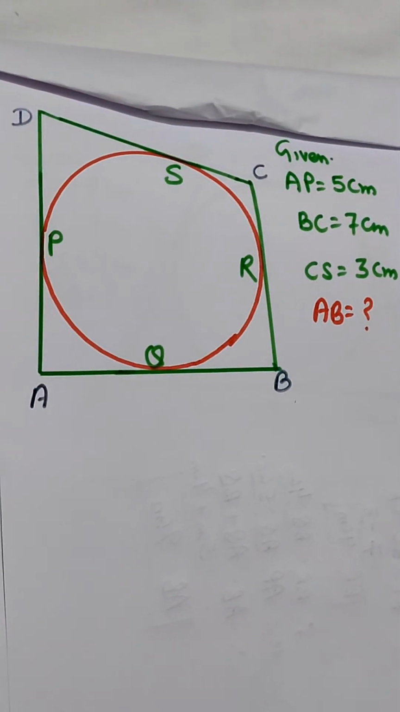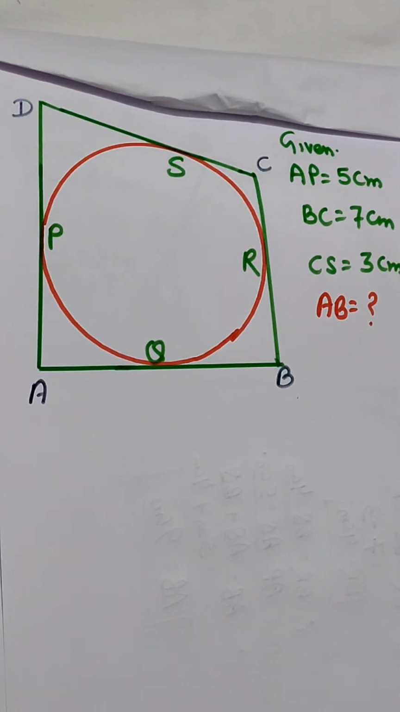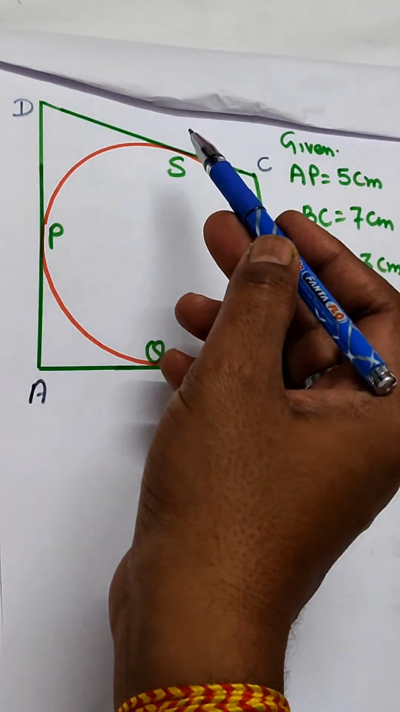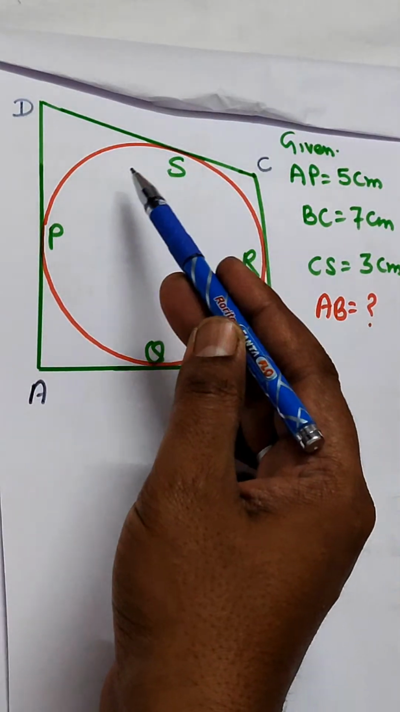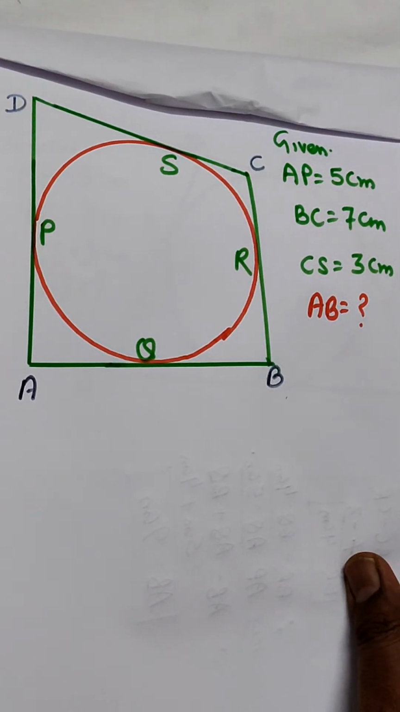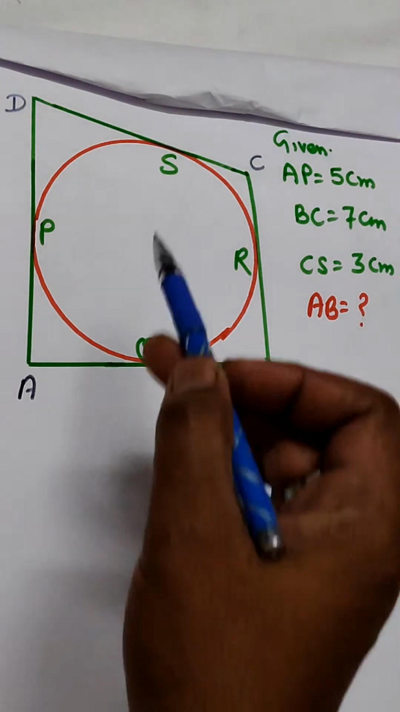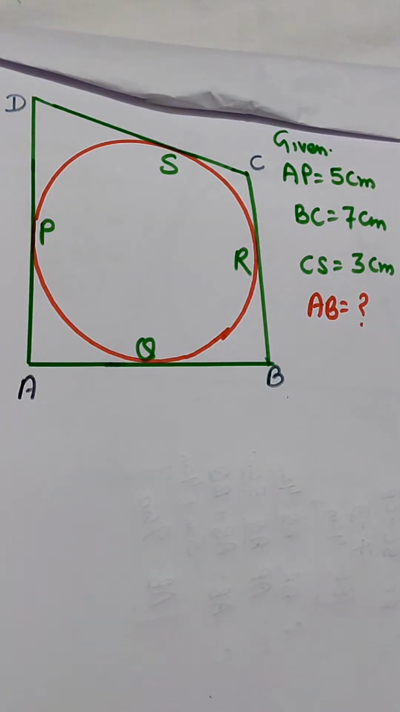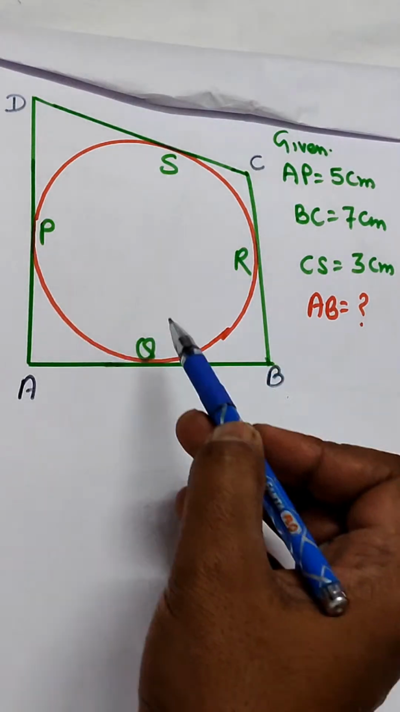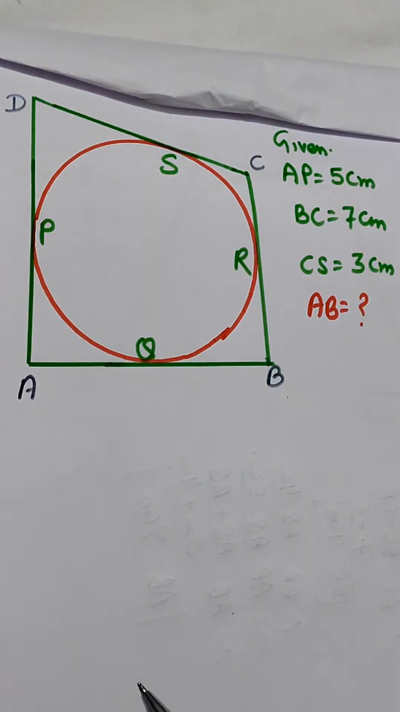So today we will solve one question where quadrilateral ABCD is circumscribed. This quadrilateral circumscribes a circle. This is the circle which is circumscribed by the quadrilateral ABCD, and it's given that this quadrilateral is touching the circle at P, Q, R and S respectively, right?